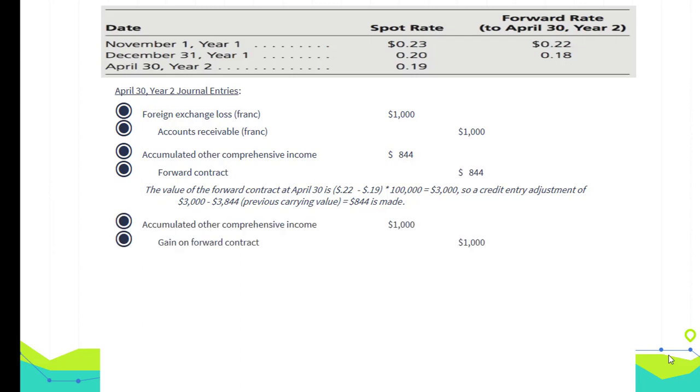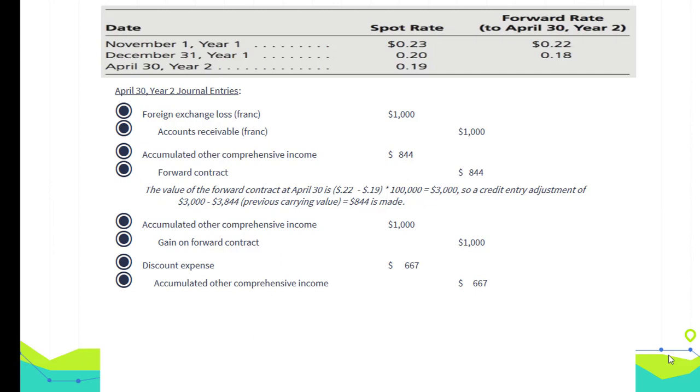Then we have the objective of cash flow hedge accounting, where we have the perfect offset to the foreign exchange loss of $1,000 with an offsetting gain on the forward contract of $1,000 as a credit and a debit to accumulated other comprehensive income for $1,000.